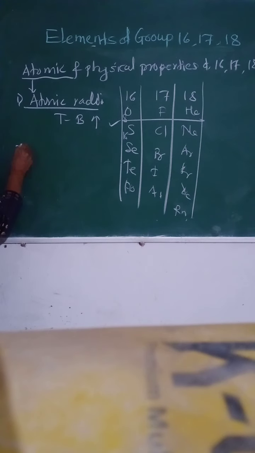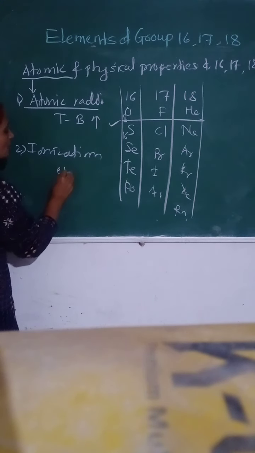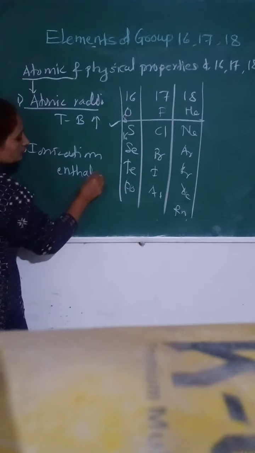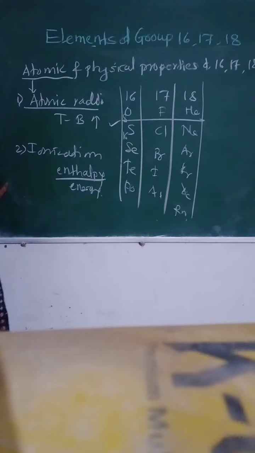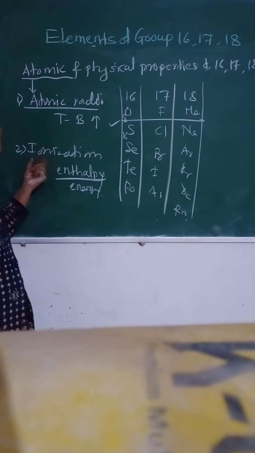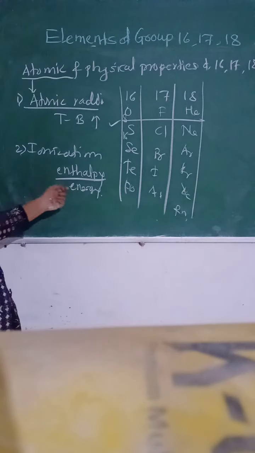Then the second property is ionization enthalpy. Enthalpy means energy: you have to remove an electron from the outermost shell, which requires energy. Here we use ionization energy, or ionization enthalpy. That property we have to study in the periodic table, in group number 16 and 17. In ionization enthalpy, you have to remove that electron.